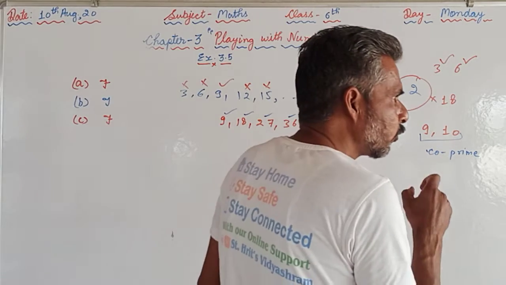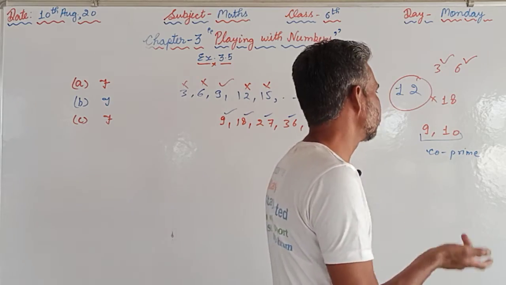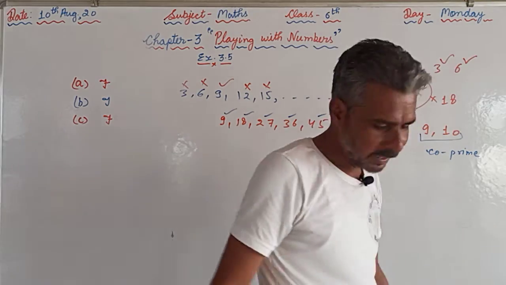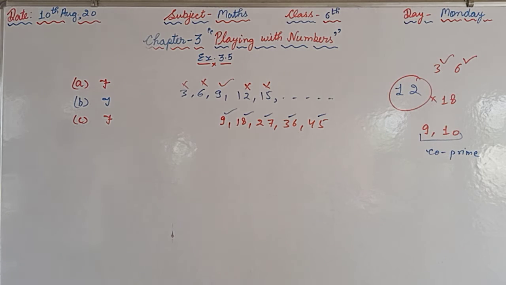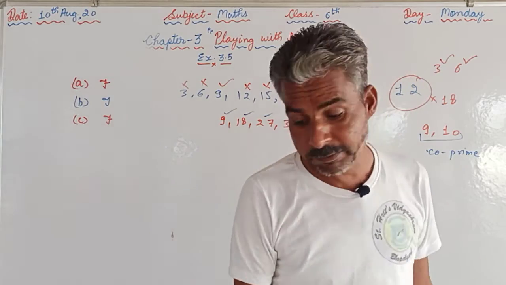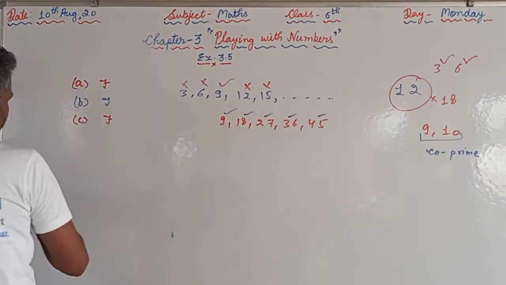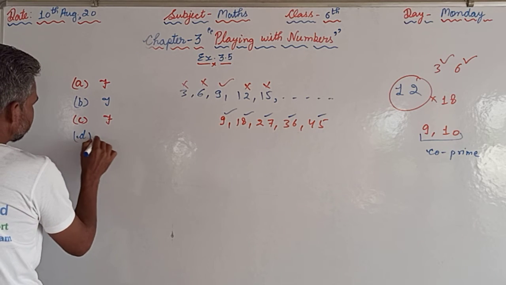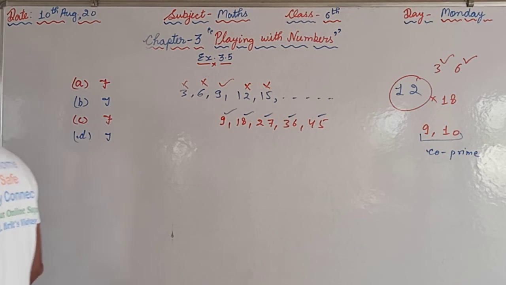So the product of co-prime numbers is also divisible by both these numbers. So 90 will also be divisible by 9 and 10. It must be divisible by 90. So if a number is divisible by 9 and 10, then it must be divisible by 90. Yes, the first number which is exactly divisible by 9 and 10 is 90. So it will be divisible by 90. So that's why D is again true.